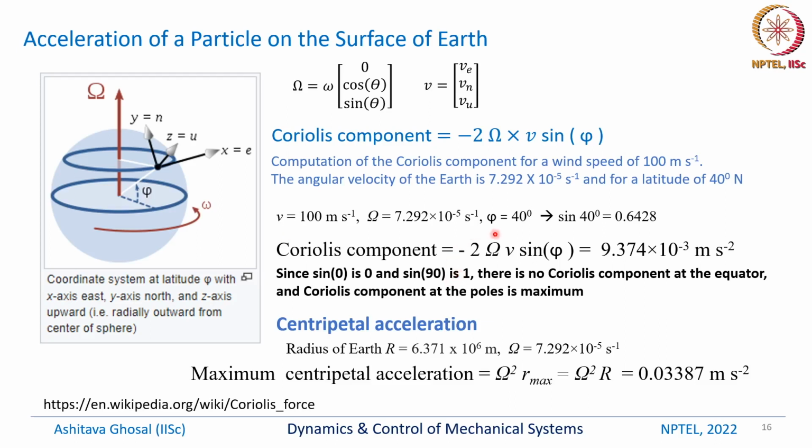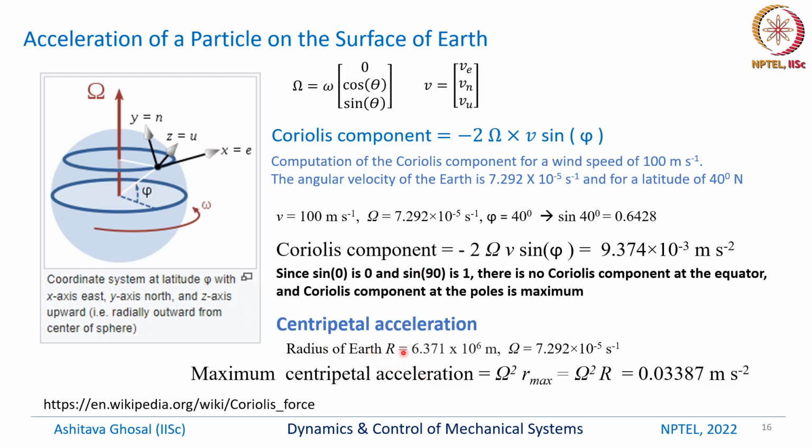Okay, so when phi is 0, okay, then there is no Coriolis component. So there is no Coriolis component at the equator, and the maximum Coriolis component is at the poles where phi is 90. We can also calculate what is the centripetal acceleration of this point on the surface of the Earth.